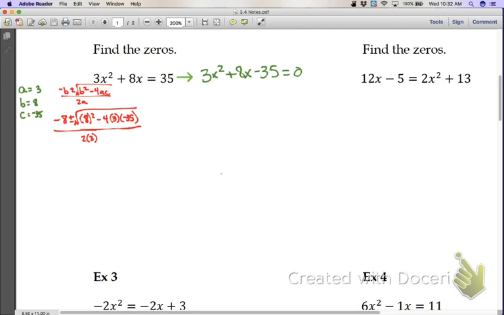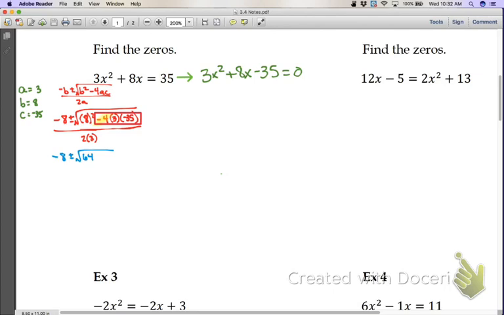Now, here's what I would suggest: I would lump this negative with the 4 whenever I multiply it. So what that means is if I'm just going to rewrite, I have negative 8 plus or minus, what is 8 squared? 64. And then everything back here I would multiply together. So I would take negative 4 times positive 3 times negative 35.